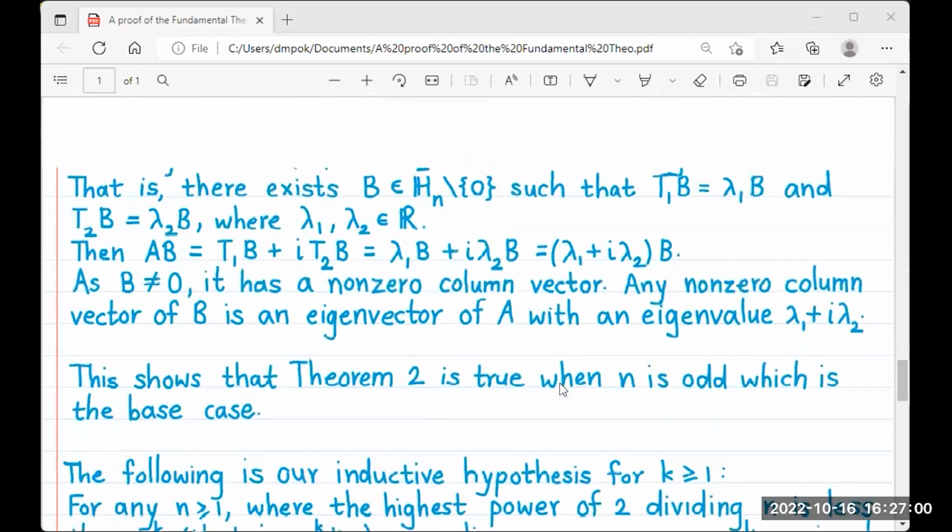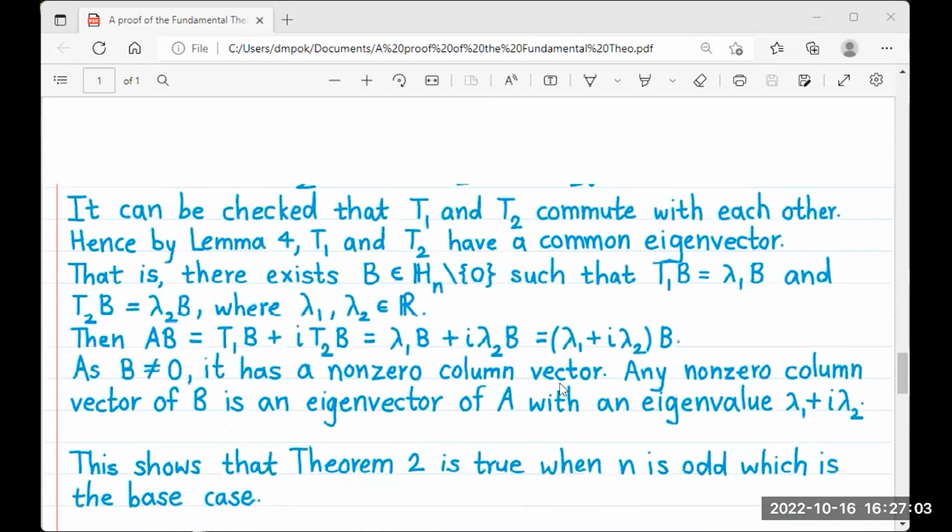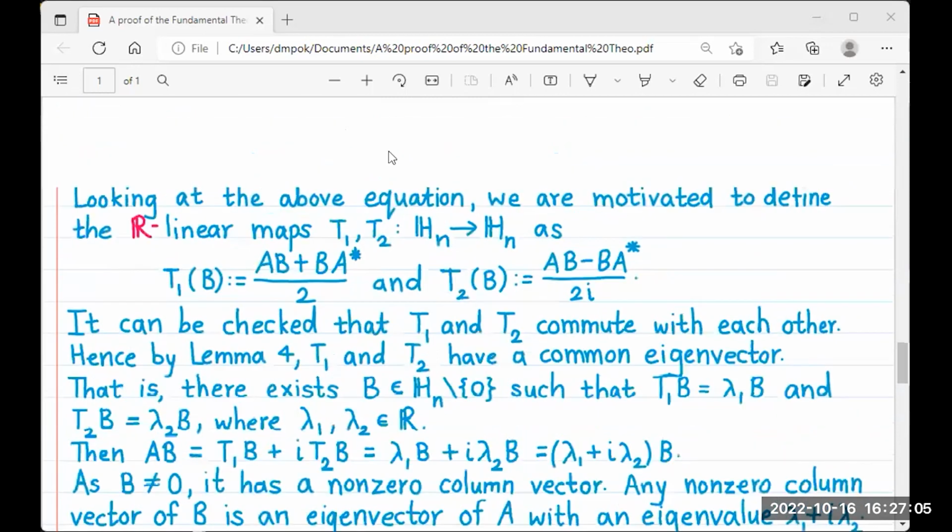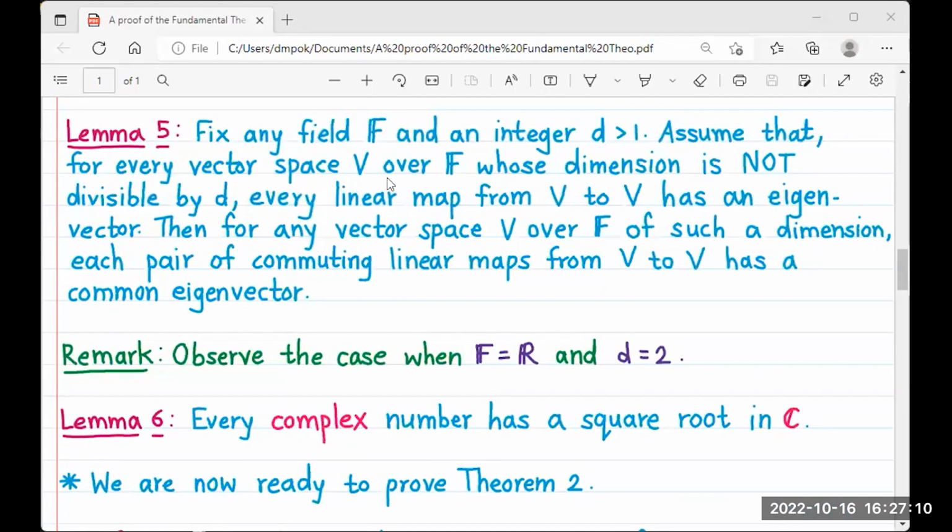If you see lemma 5, we were saying this for some fixed F and integer d greater than 1, with what property? Every vector space V over F whose dimension is not divisible by d, every linear map from V to V has an eigenvector. If you replace F by C, the field of complex numbers, and d by 2 to the power k, then what is our situation? If you take any complex vector space whose dimension is not divisible by 2 to the power k, then any linear map on such a vector space has an eigenvector.